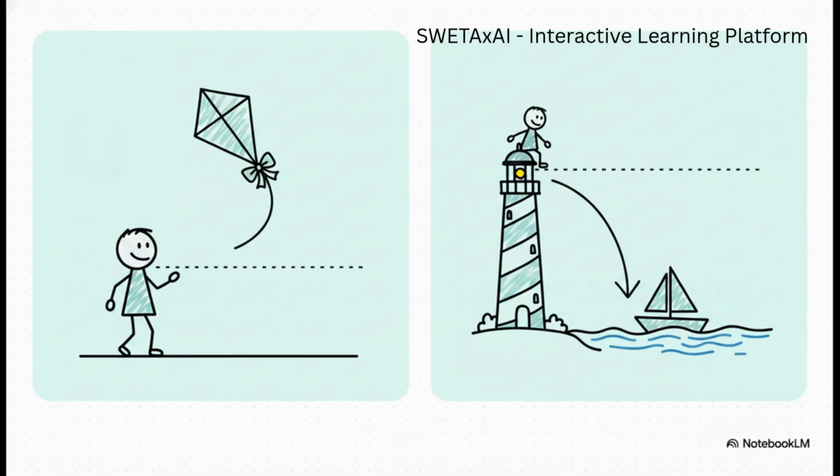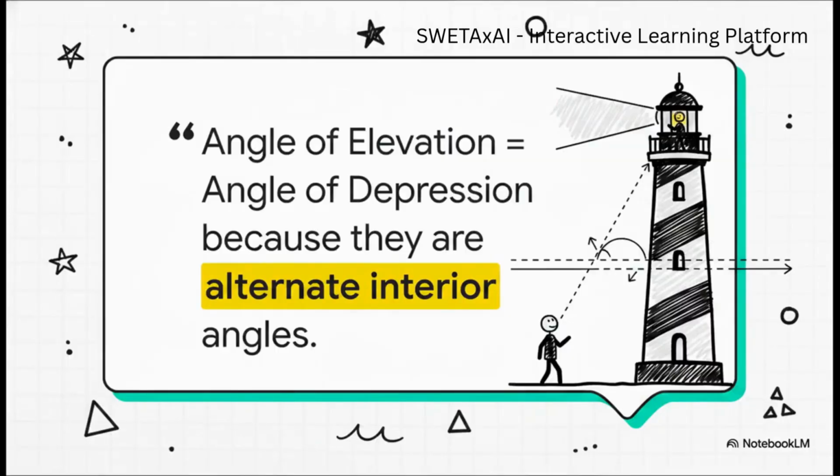Conversely, if you're already elevated, maybe you're up in a lighthouse looking down at a little boat, hopefully not dropping anything on it, you measure downwards from the horizontal. And that right there is your angle of depression. And this brilliantly illustrates a truly beautiful geometry shortcut.